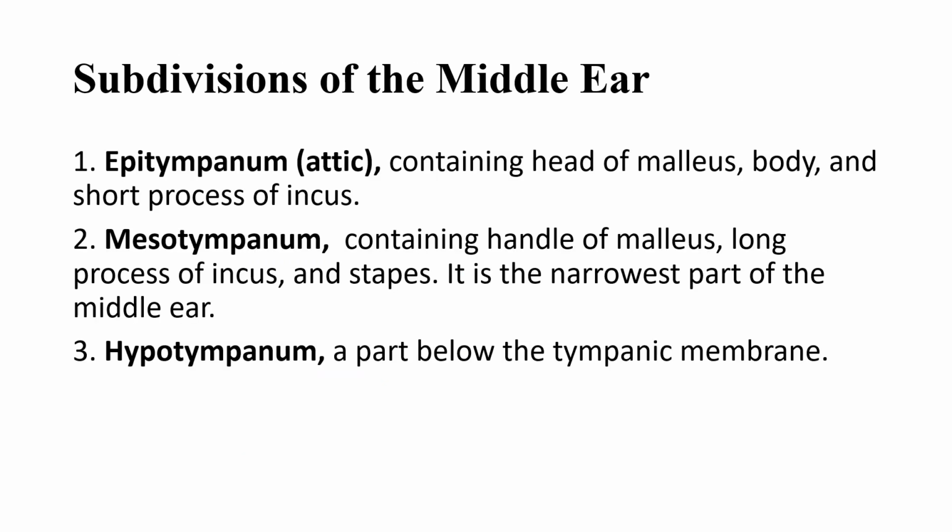So now we have seen that the epitympanum is connecting the head of the malleus, body and short process of incus. So these are the ossicles. And the mesotympanum is connecting the handle of the malleus, long process of incus and stapes, and it is the narrowest part of the middle ear.